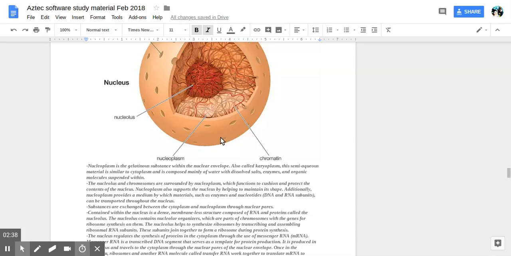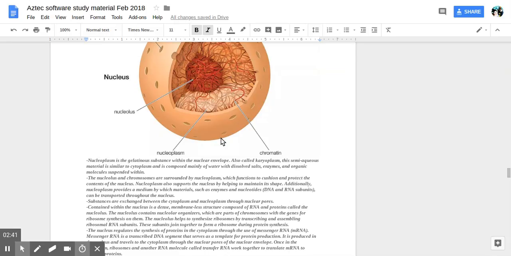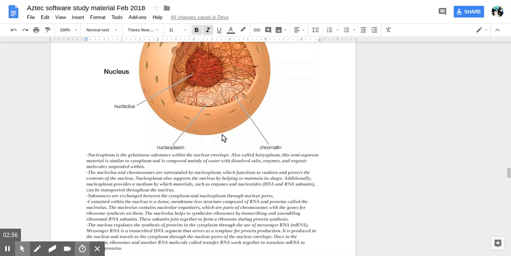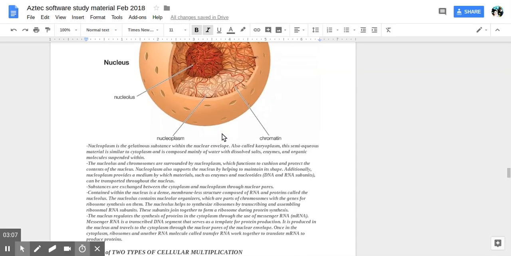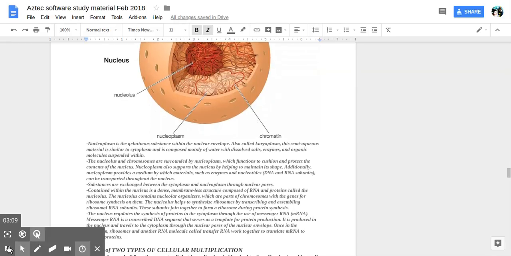The nucleus regulates the synthesis of proteins in the cytoplasm through the use of messenger RNA. mRNA is transcribed off the DNA. So these segments serve as template for protein production. So the mRNA is a template strand. It is produced in the nucleus, traveling to the cytoplasm through nuclear pores.